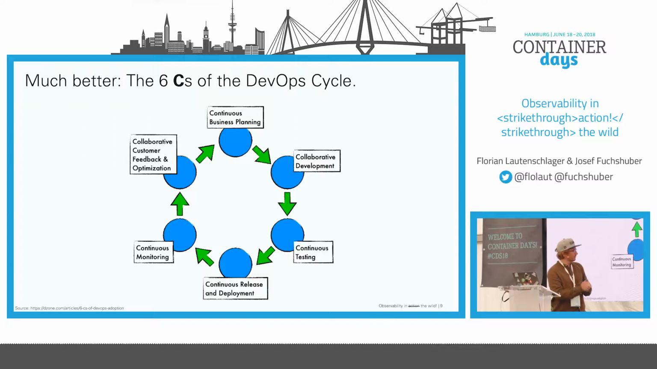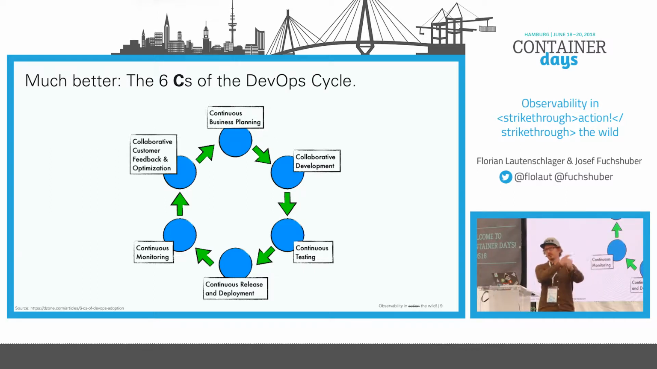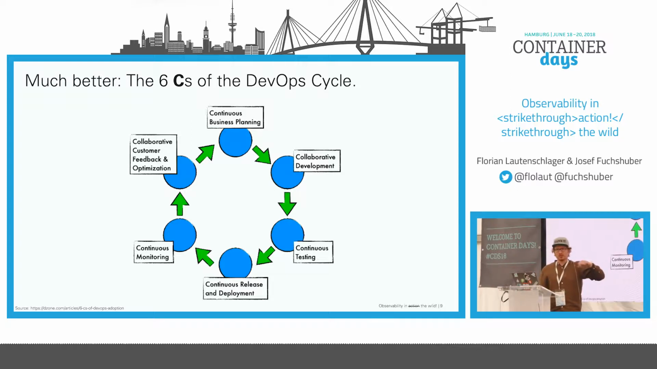Because 4 months ago I saw this picture, and I think it's much better, because in this picture of the 6 C's of the DevOps cycle, it defines 2 important terms. Continuous testing, continuous release, continuous monitoring, and more important, collaborative development. Not only developers, all people in our project are in development teams. And collaborative feedback from our customer.